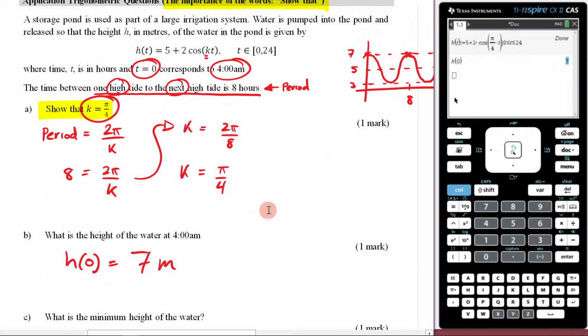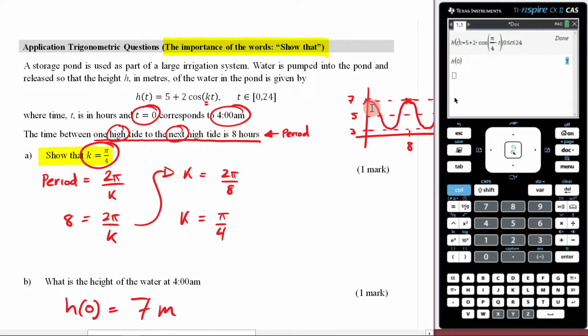Do you also see how I could have just read that off the little sketch I made here? Because I know if I take this value and I plus 2 to it, I'm getting to the maximum, and I know it's a cos graph, so I know that it's starting there.